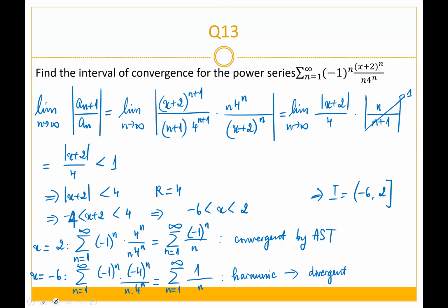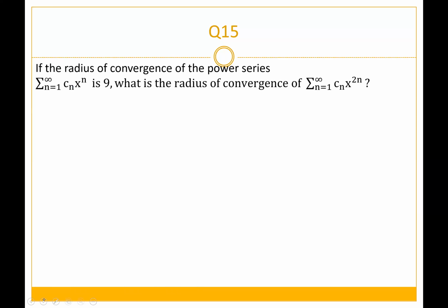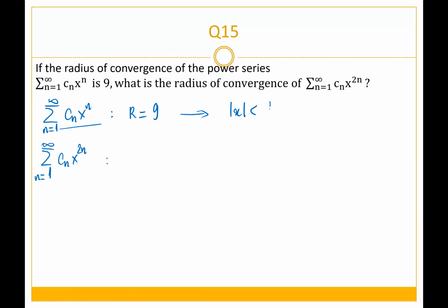Okay, so let's go to question 15. If the radius of convergence of the power series Cn x to the n is 9, what is the radius of convergence of Cn x to the 2n? So similarly here, for this function, we have absolute value of x smaller than 9, so that is the radius.